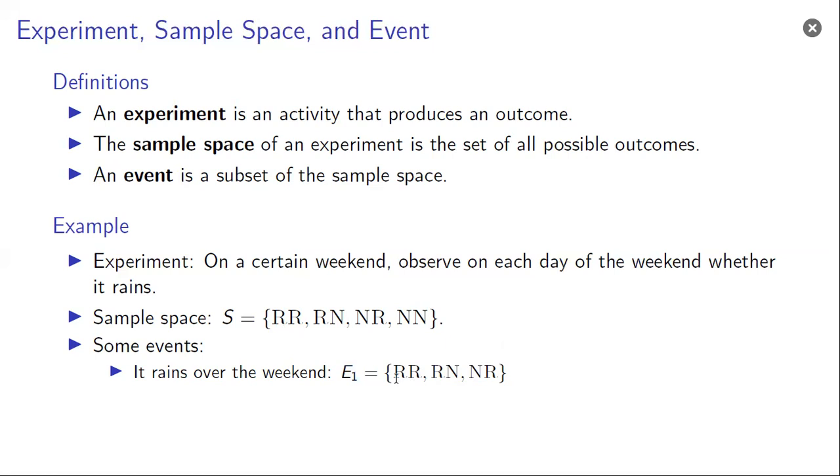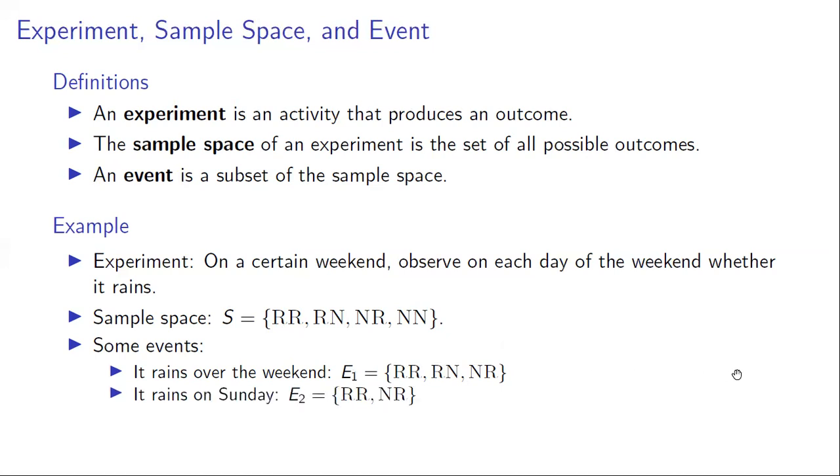So that means it either rained on both days of the weekend, or it rained just on Saturday, not on Sunday, or it rained just on Sunday, not on Saturday. Okay, so again, this is an event. E1 is an event, and it is a subset of S.